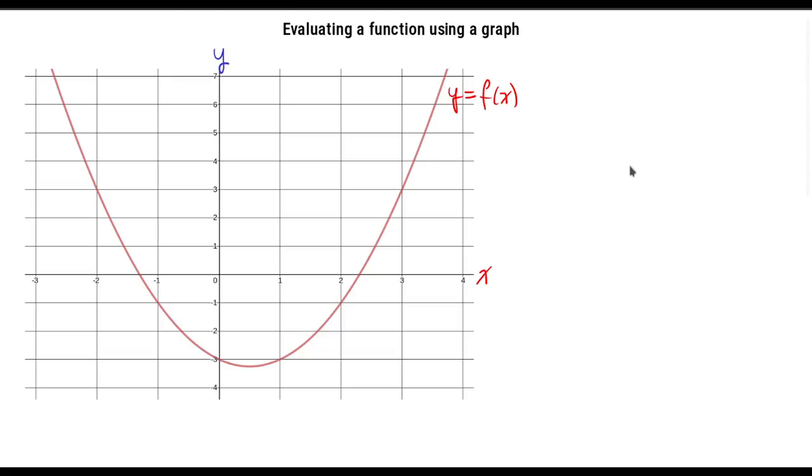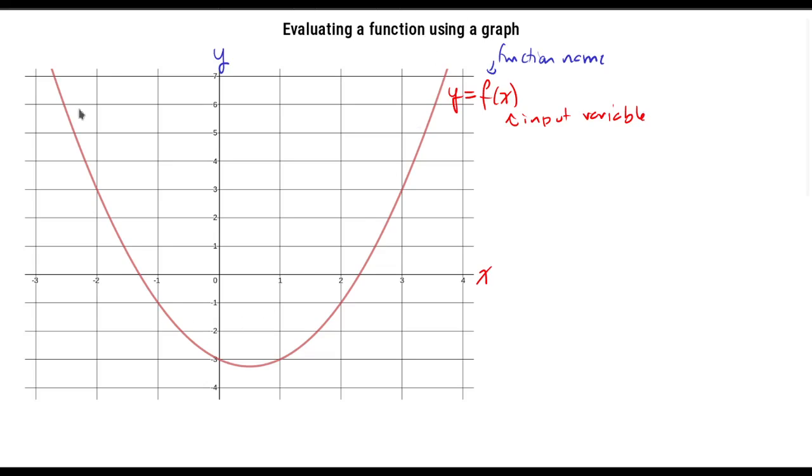Sometimes functions are represented by graphs. So here we have a graph, this red curve in the coordinate plane, and we're told that it represents the function f because we've got this y equals f of x here. This f is our function name. And x, as usual, is our input variable.